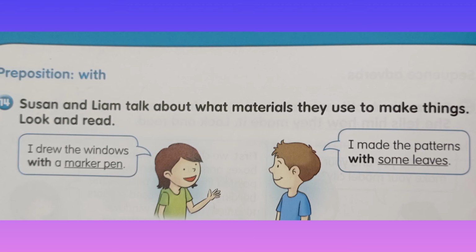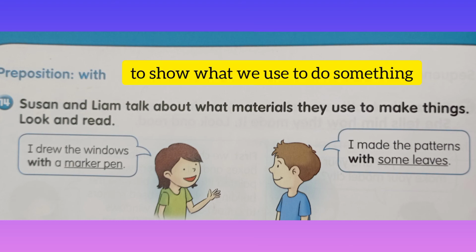Look at the using of with in that sentence. How to make the windows? I drew the windows with a marker pen. So we use with to show what we use to do something.